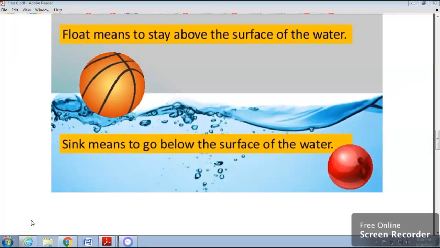One example is there in the book. When a piece of cork and a coin are placed in water, we find that the piece of cork floats in water whereas the coin sinks. This is because the density of the cork is less than the density of water, whereas the density of the coin is more than the density of water. You can give your answers in terms of upthrust and weight, or the density of the object or the density of water. Any answer you can give.